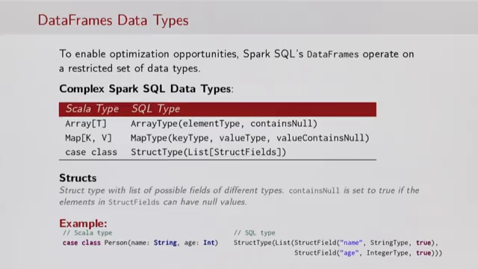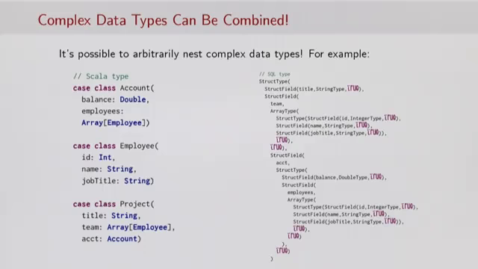And every computation that we will be doing in Spark SQL has to be able to be represented by these sets of types. And just to show you that it's possible to arbitrarily nest these complex data types, here's an example where I've taken some Scala types. These are actually rather complex and nested.